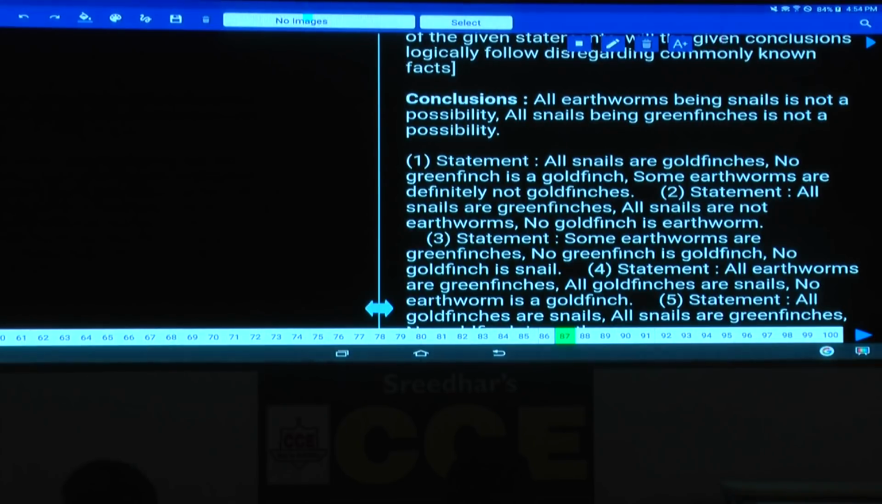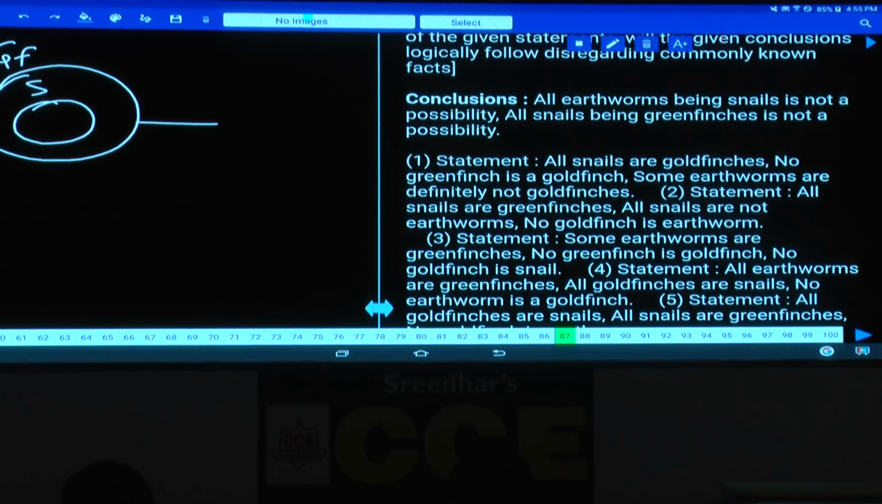And then coming to this one. Now choice one. All snails are goldfinches. All snails are what? All snails are goldfinches. Next one. And no greenfinch is goldfinch. No goldfinch is what? Greenfinch. No greenfinch is goldfinch. No greenfinch is goldfinch.